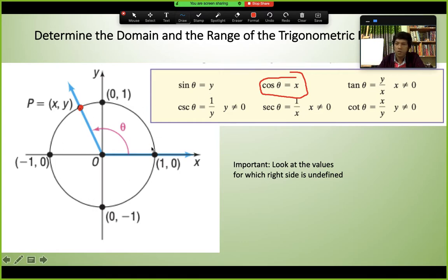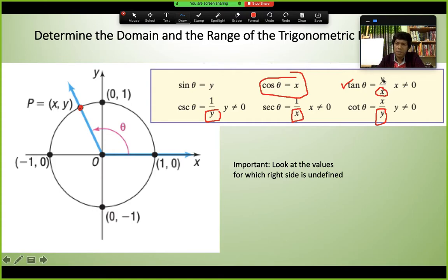Because any value of cos is defined everywhere, we can put anything that we want in the cos theta. But when it comes to tan theta, cosec theta, sec theta, and cot theta, we can see there is a problem here: there is something divided by x here, divided by y here, divided by x here, and divided by y here.